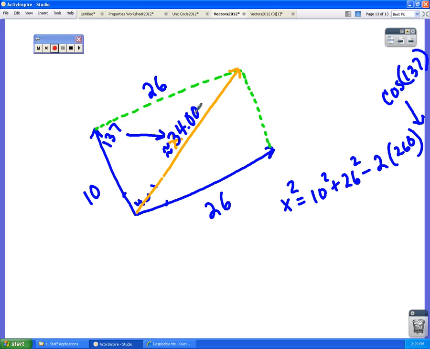Now the other thing you can ask is, at what angle is the resultant going in regard to the person pulling with 10? What I'm asking you is, at what angle is this actually going compared to this guy? So I'm asking you for that theta. Well, once you get that this is about 34, to find this angle, I can use the law of sines. But that's how you work with vectors.